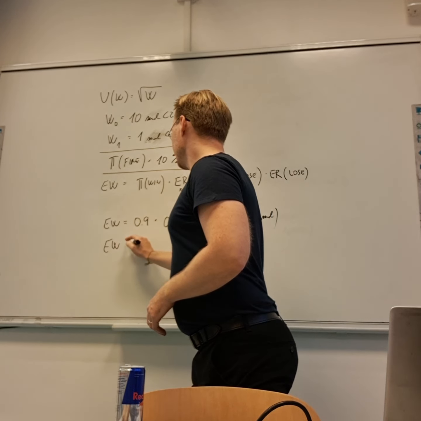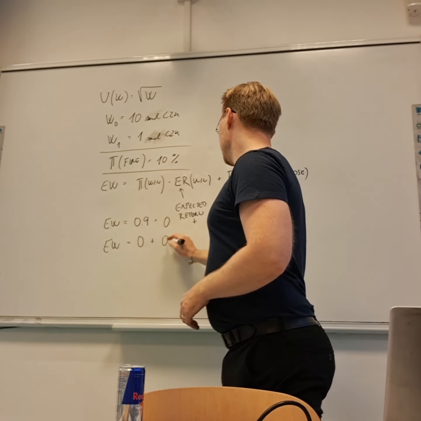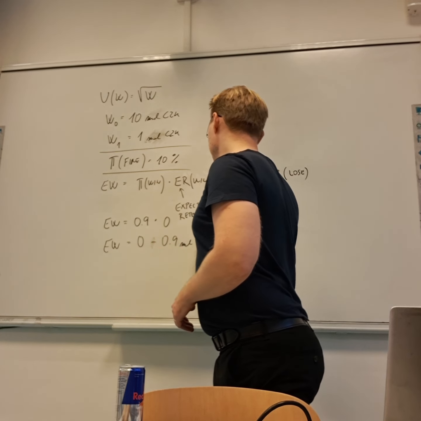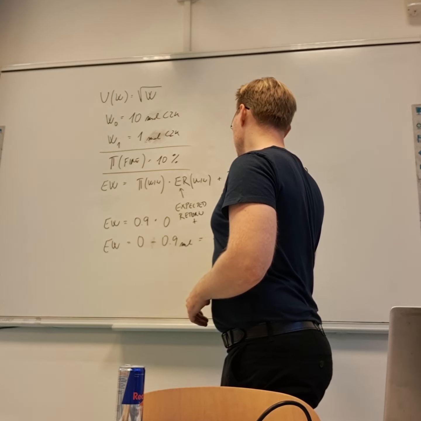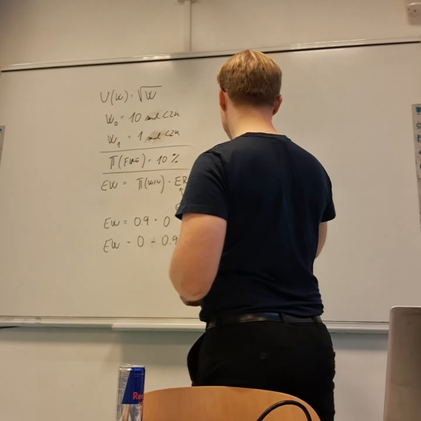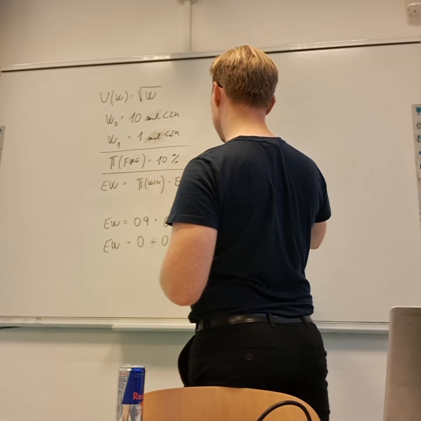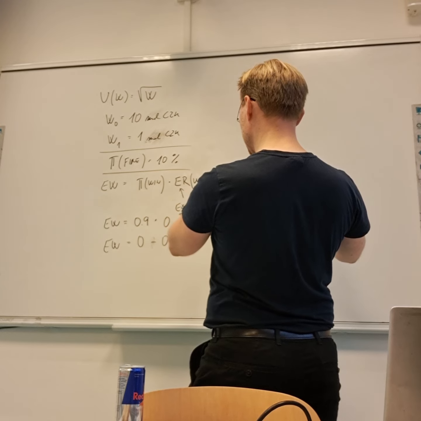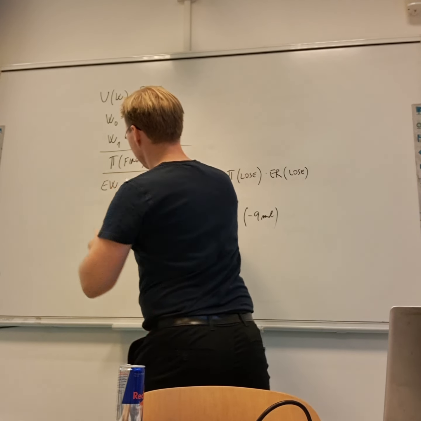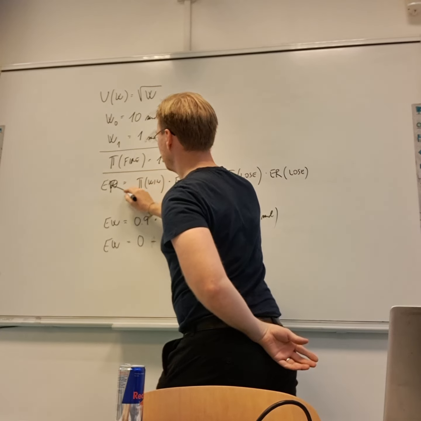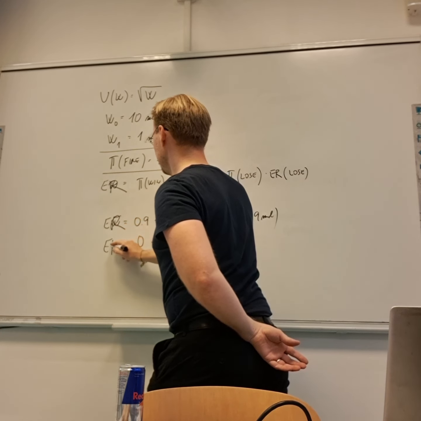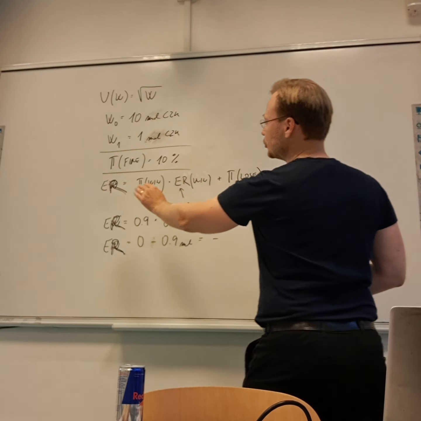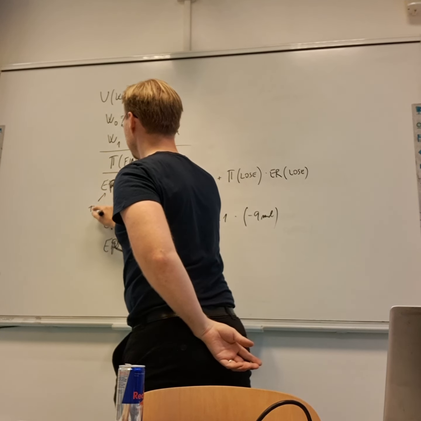So the expected wealth is 0.9 million minus... This was supposed to be actually the expected return. Yes, so my mistake. Sorry. This was the expected return actually. The total expected return, I mean. So the total expected return.